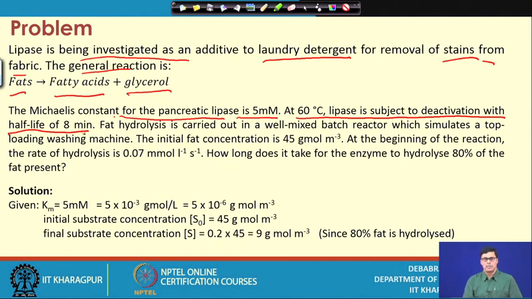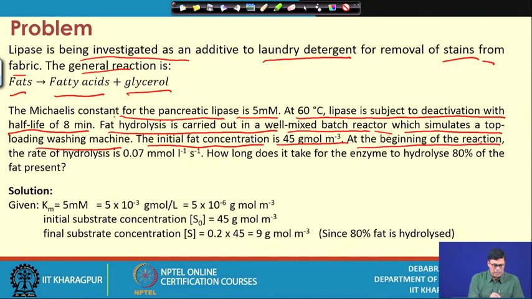I already discussed what half life is. Half life means the time required for reducing the activity of the enzyme by half. The fat hydrolysis is carried out in a well mixed batch reactor, which simulates a top loading washing machine. The initial fat concentration is 45 grams per cubic meter. At the beginning of the reaction, the rate of hydrolysis is 0.07 millimoles per liter per second. How long does it take for the enzyme to hydrolyze 80% of the fat present?